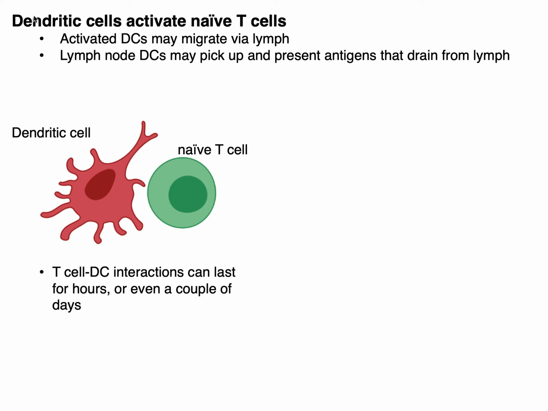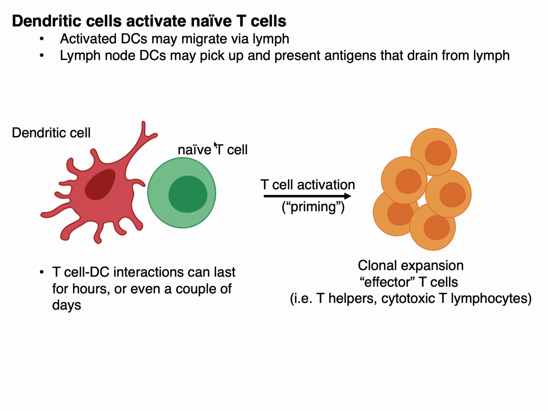Dendritic cells will then migrate into the T cell zones of the draining lymph nodes and activate naive T cells. And this T cell dendritic cell interaction can last for quite a long time. So once a dendritic cell finds a T cell that can recognize the antigen that it is presenting to that T cell, it can form a coupling with that T cell that can last for hours or even a couple of days. And once that happens, this T cell becomes activated and starts to enter a state of rapid cell division and activation that is termed clonal expansion.